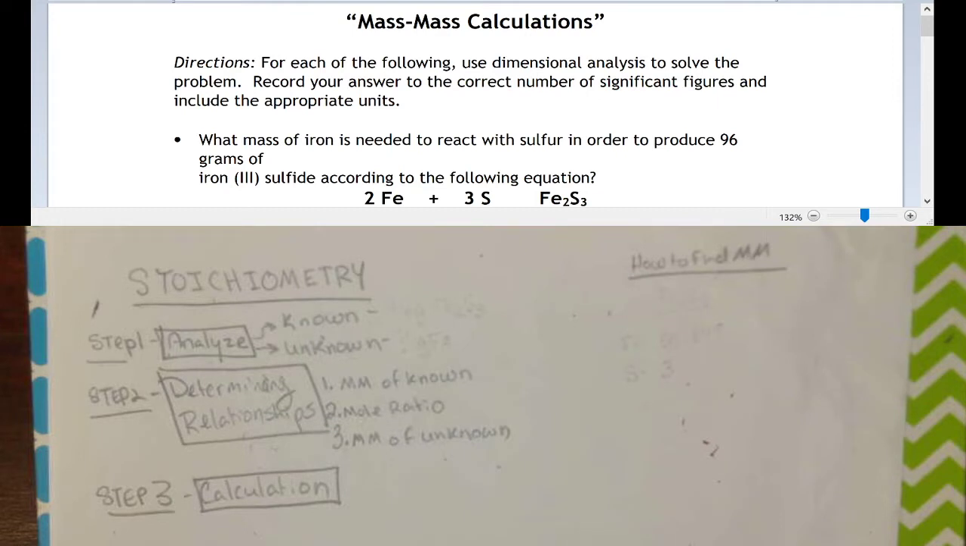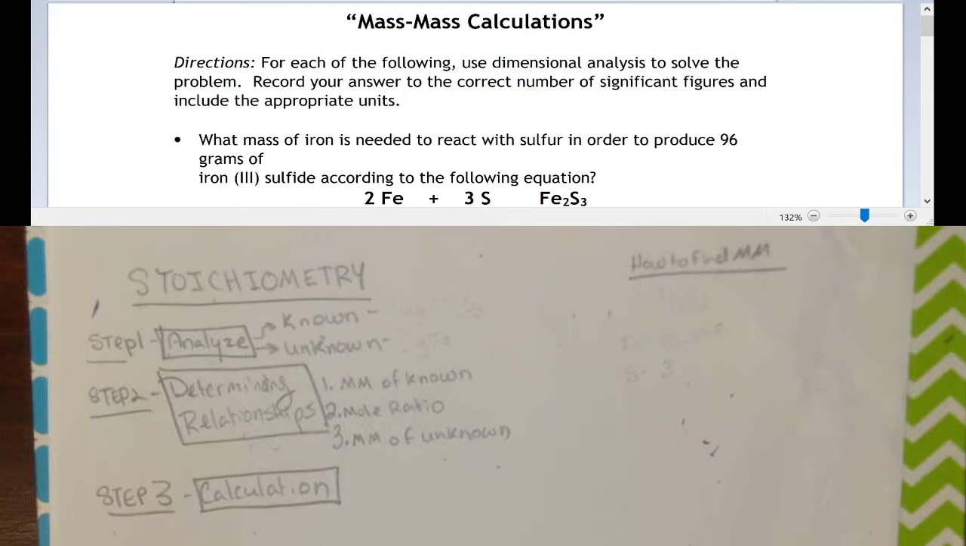So what you're doing today, guys, is you're looking at question number 1, which says, what mass of iron is needed to react with sulfur in order to produce 96 grams of iron 3 sulfide according to the following equation? 2Fe + 3S → Fe2S3. Oh, there should be an arrow there. So guys, let's start off by analyzing our question.